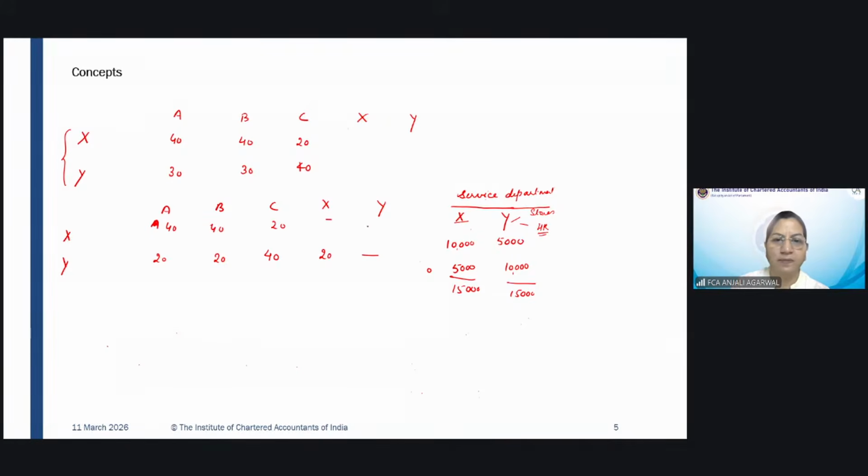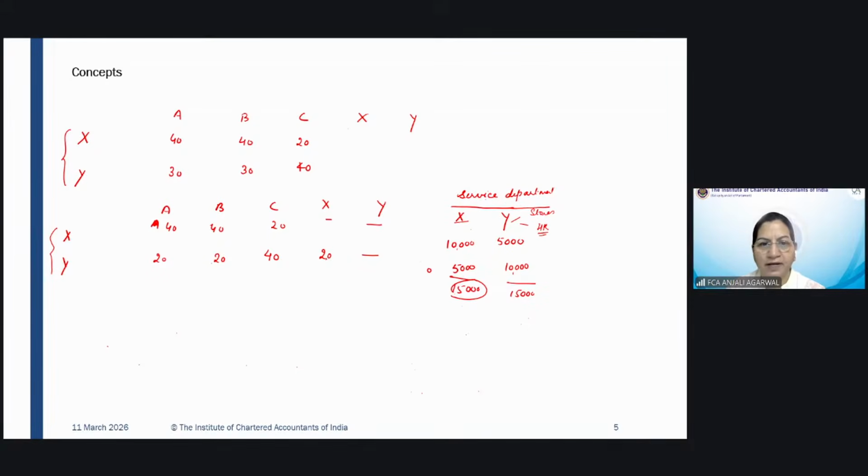Second, if X and Y's benefit goes to each other, then you have to see, this is step ladder. In this, you will have to see which one is to be distributed first. So if you distribute 15,000 first amongst ABC, 40, 40, 20, then the job is done for X. Then you distribute Y, 20, 20, 40, 20. Then you have something, 20% again coming to X. So you will have to redistribute X again to ABC. So this will create problems.